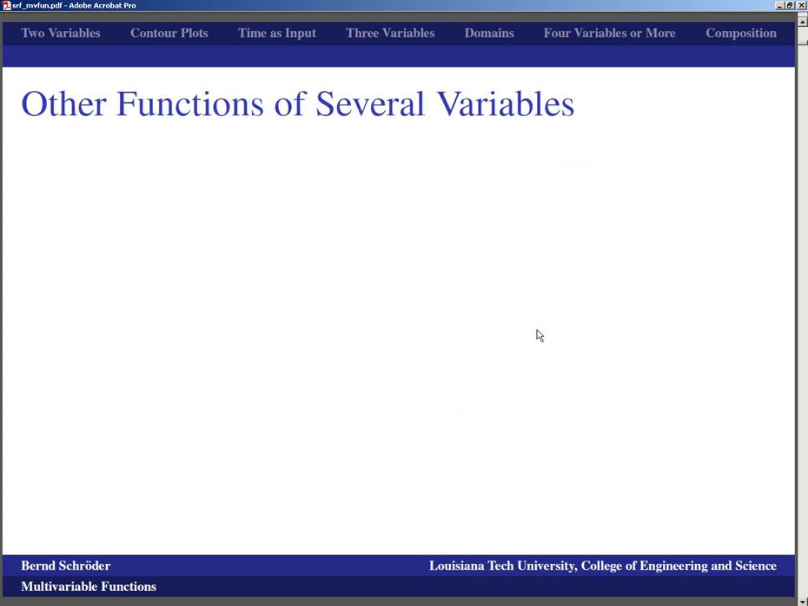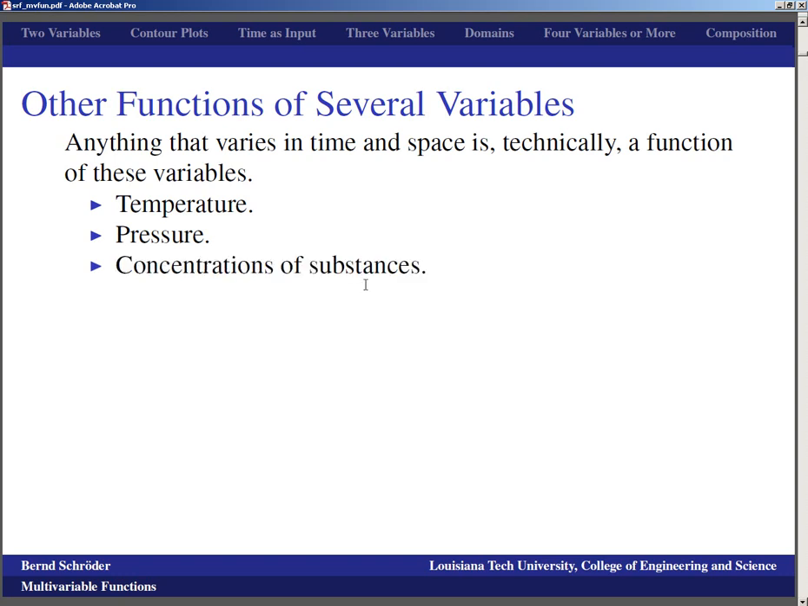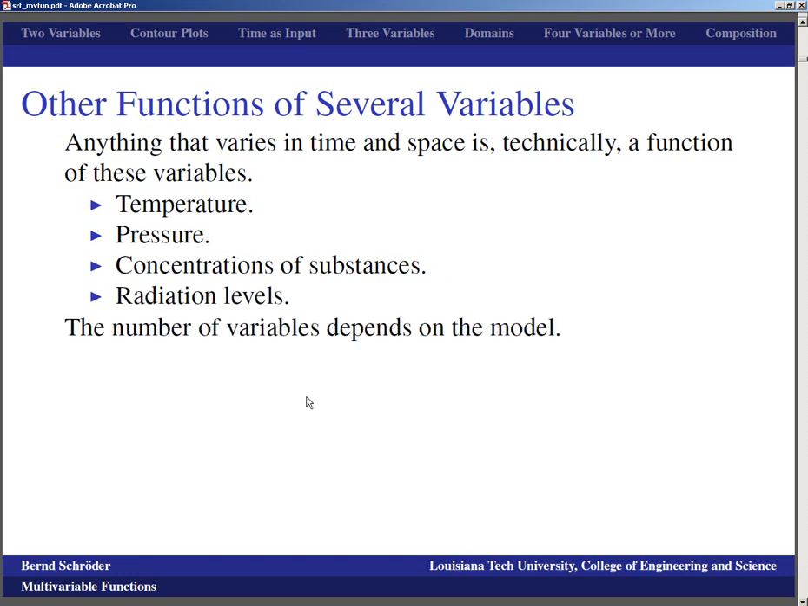All right, so when we're looking at other functions of several variables, just to set the stage, basically anything that varies in time and space is technically a function of these variables. So temperature varies in time and space, pressure varies in time and space, concentrations of substances, if you are looking at chemical situations, or dissolutions of sugar in coffee and things like that, is also something that varies in time and space. Radiation levels are varying in time and space, and so on and so on.